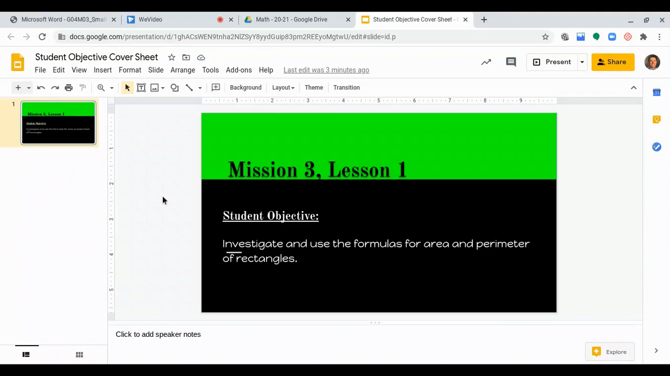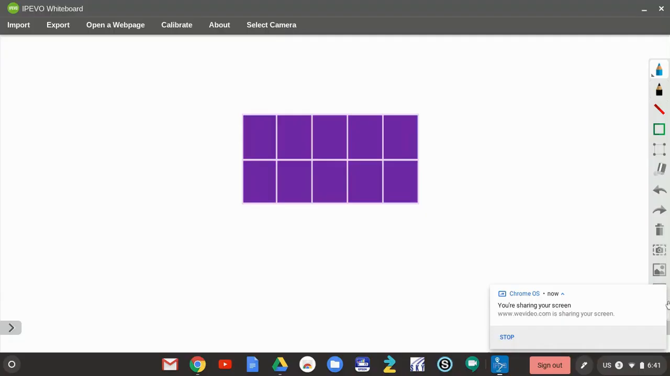Alrighty, here are some notes from Mission 3, Lesson 1. On to Mission 3. And our student objective for this lesson is to investigate and use the formulas for area and perimeter of rectangles. So what we're exploring today is using area and perimeter and seeing the difference between those two and applying the formulas in the shape of a rectangle.